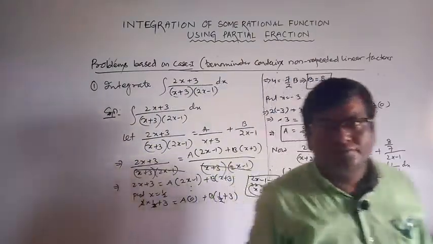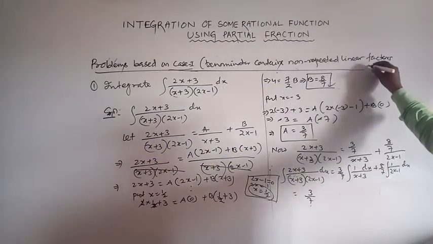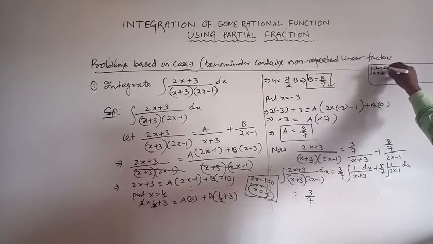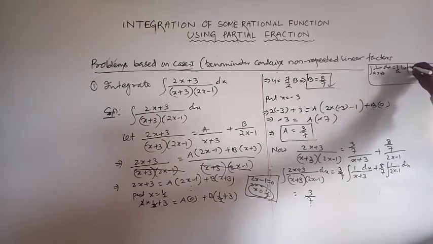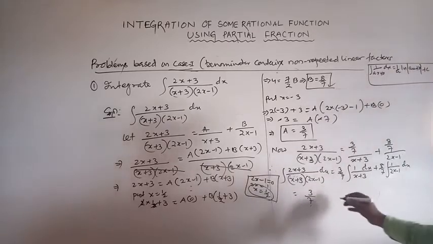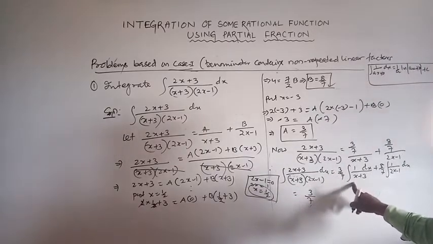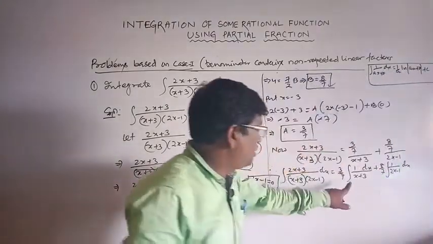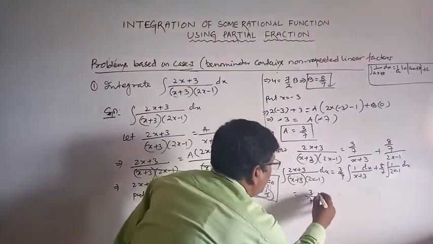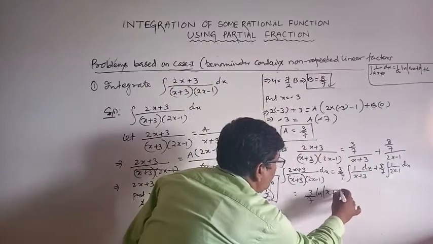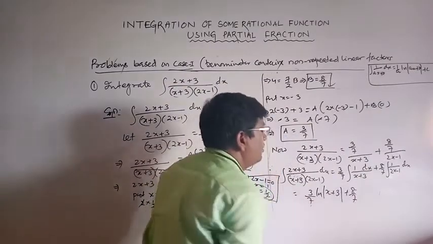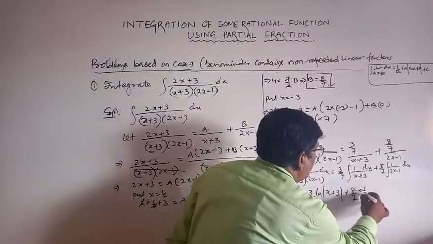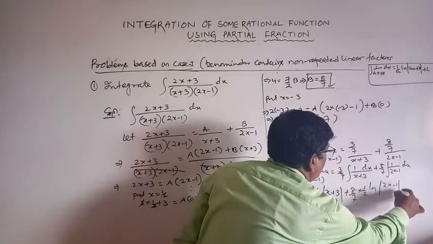What is the formula for this? This is the formula: the integral of 1 by (ax + b) dx is equal to 1 by a log|ax + b| plus c. So this is 3 by 7, where a is 1, so log of |x + 3|, plus 8 by 7 into 1 by 2 into log of |2x - 1| plus c.